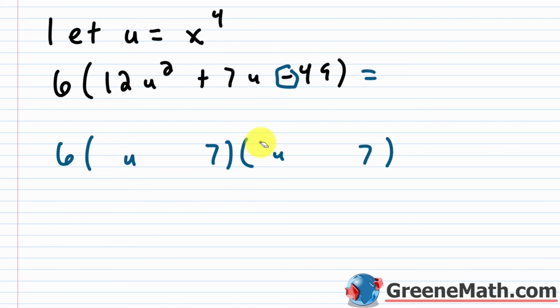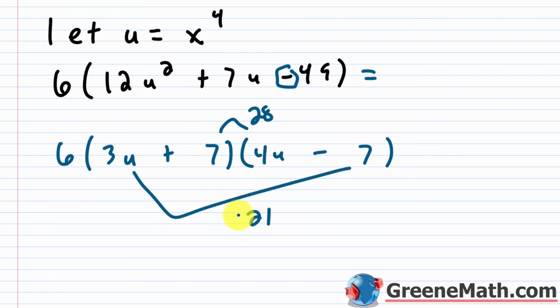So next you'd have 3 and 4. So let's put 3 and 4. Your outer here is 21. Your inner here is 28. 28 minus 21 is 7. So I just need to get my signs right. I want my inner here to be plus, and I want my outer here to be minus. So in other words, this times this would be negative 21u, and this times this would give me the positive 28u. So 28u minus 21u will give me that 7u right there.